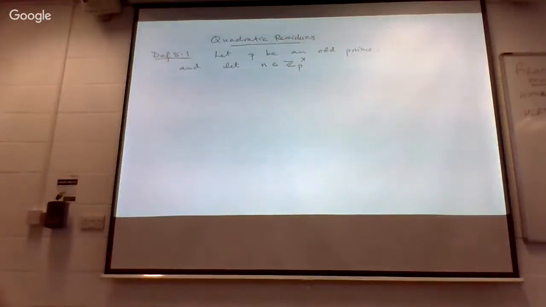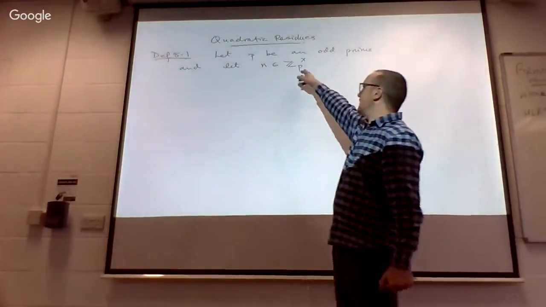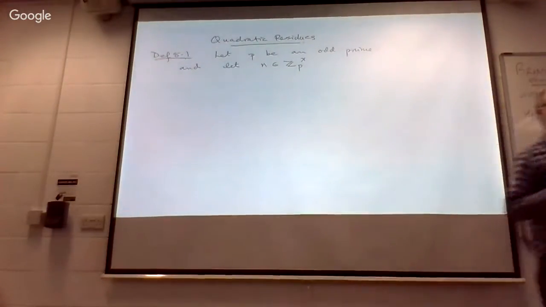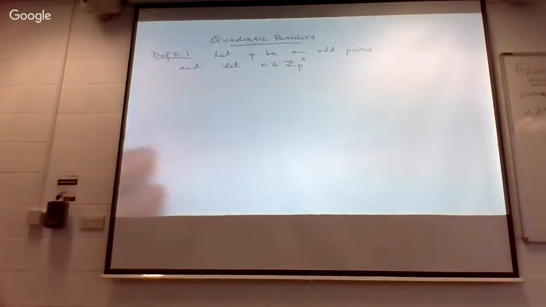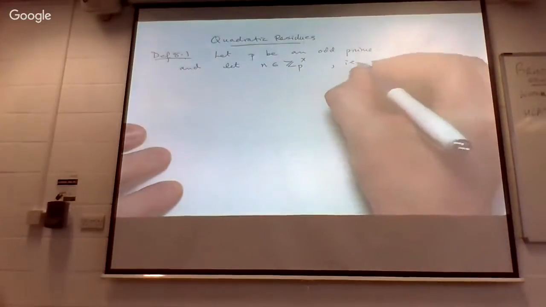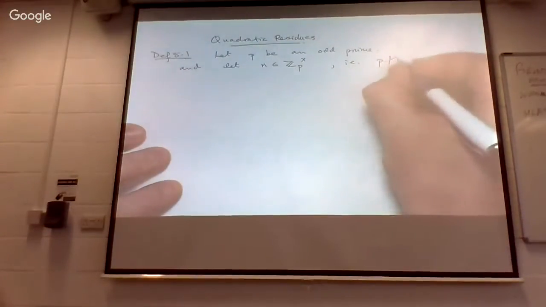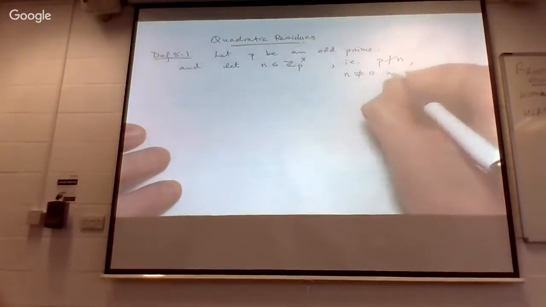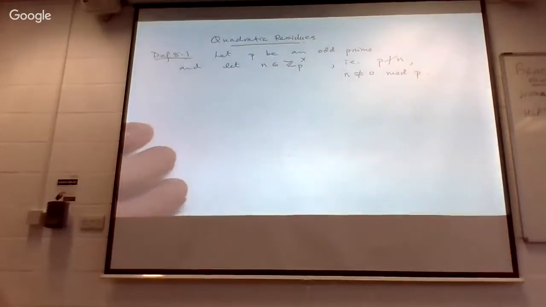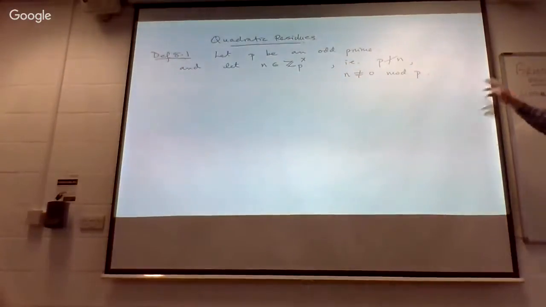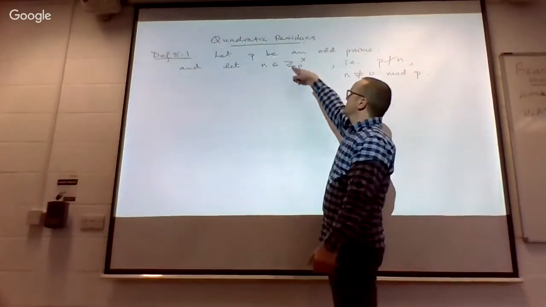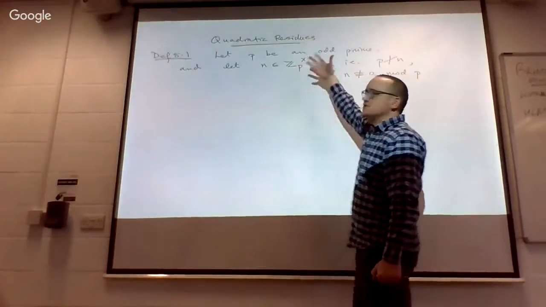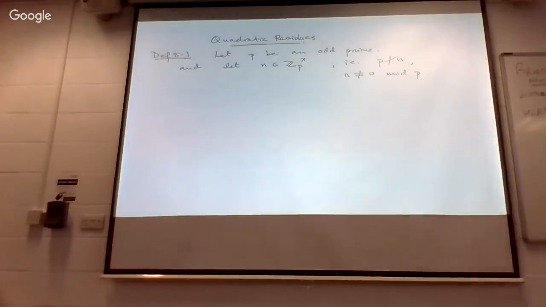Well, let n be an element, so we just focus on elements of the multiplicative system modulo p. So, i.e., p does not divide n. Or another way of saying is that n is not congruent to 0 modulo p. Remember, Z_p, the multiplicative system mod p, is all the non-zero congruence classes mod p.